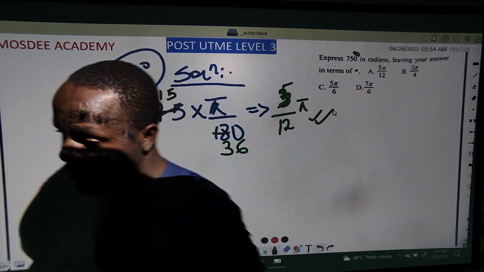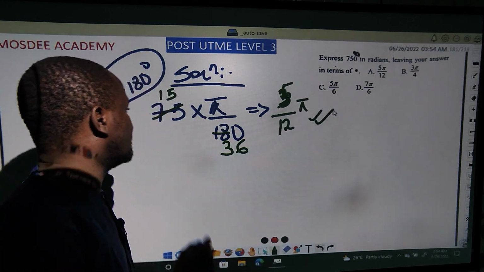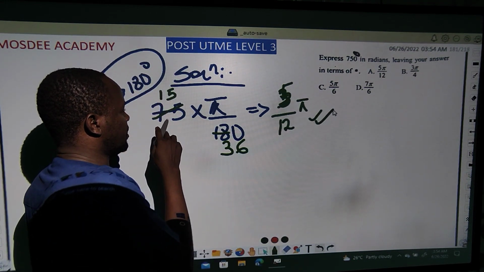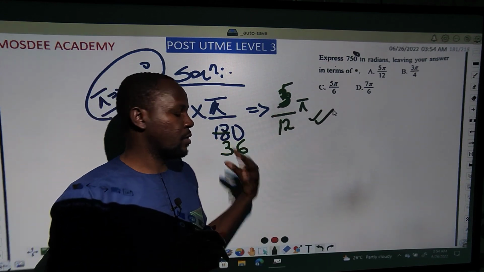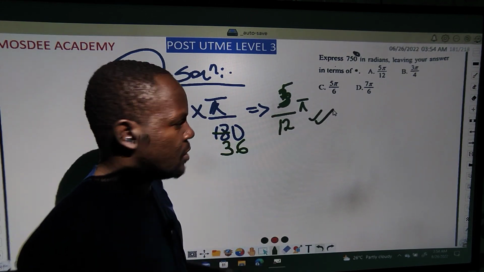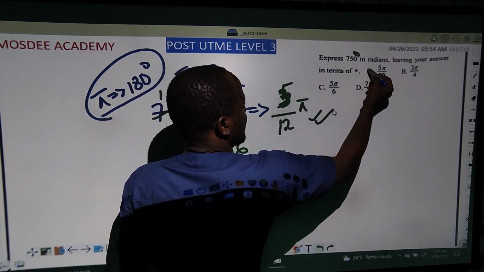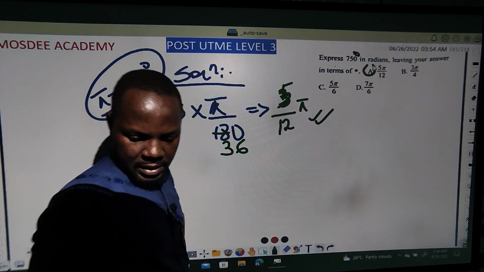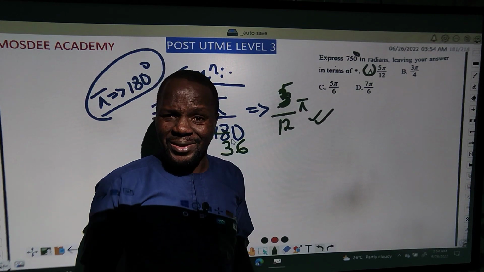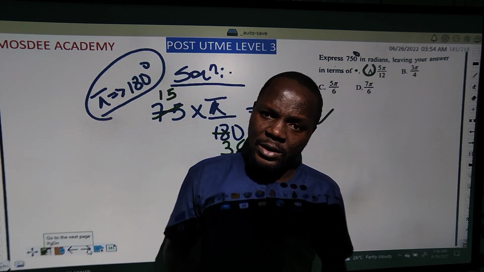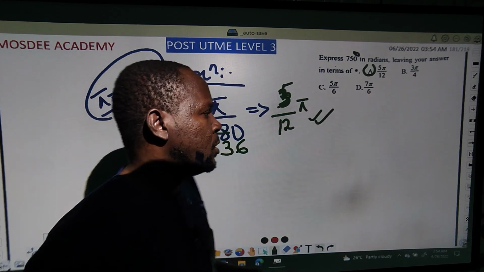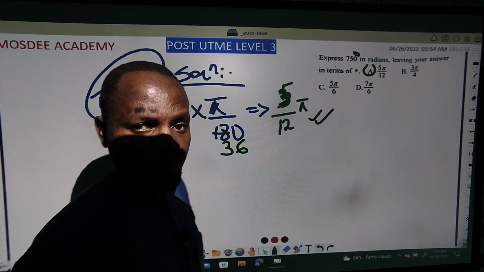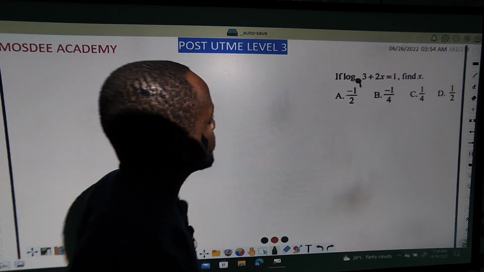If you don't want to do what I did, you can just say 15 directly. 15 goes in 75 5 times. 15 goes in 180 12 times. So directly you have something like this, and that would be the right answer to that question. So it's all about understanding how to do all these things. There is nothing too big in level 3. They are just something you know very well. Next, please. Thank you very much.